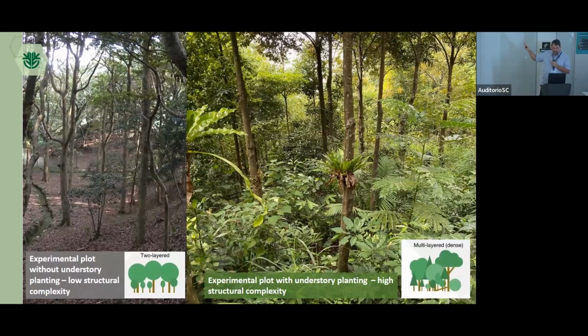Very quickly, two other plots. One had a lower number of species planted, on the left. So the resulting forest was only two-layered, whereas on the right-hand side is a hyper-diverse planting, and a multi-layered forest was achieved. And in this case, on the right-hand side, at least 500 different species were planted, from understory all the way to the canopy.